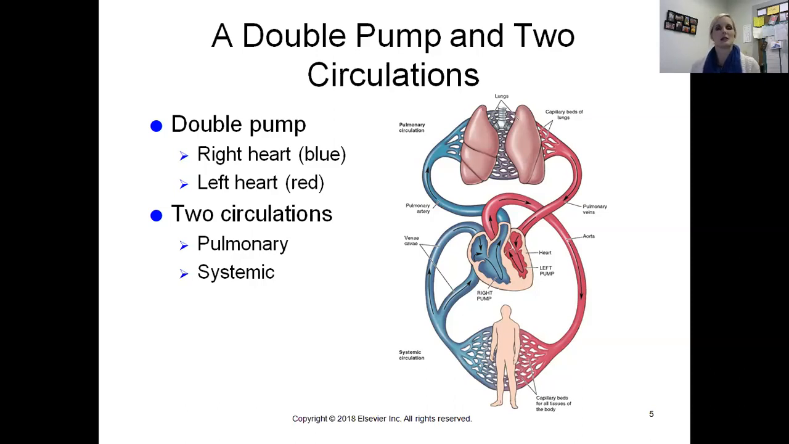You'll also see these same 2 different colors. So the right heart is for oxygen-poor blood. The left heart is for oxygen-rich blood. And then there are 2 different circulations that happen in the body.